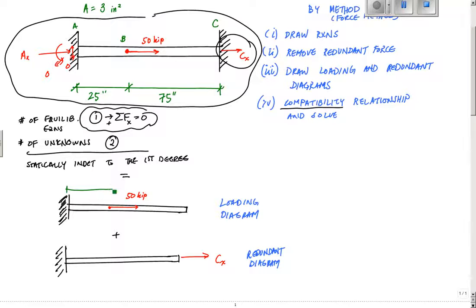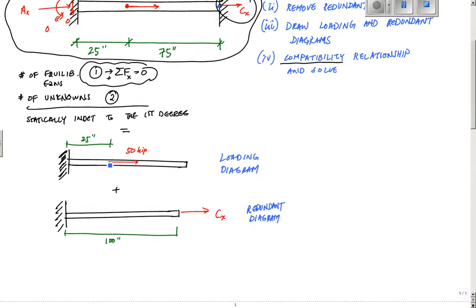Here this is 25 inches, and this is 100 inches. The thing I want to relate here is that, in terms of deformation, point C should not move. So the total deformation at point C should equal 0. I need to come up with a compatibility relationship for that.